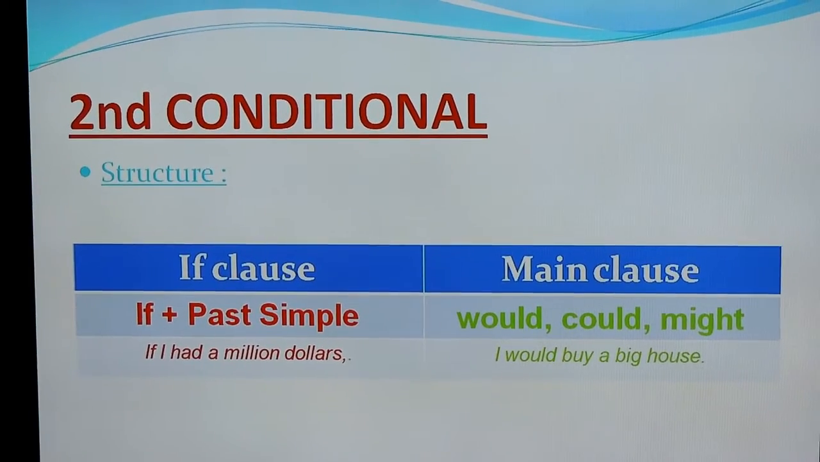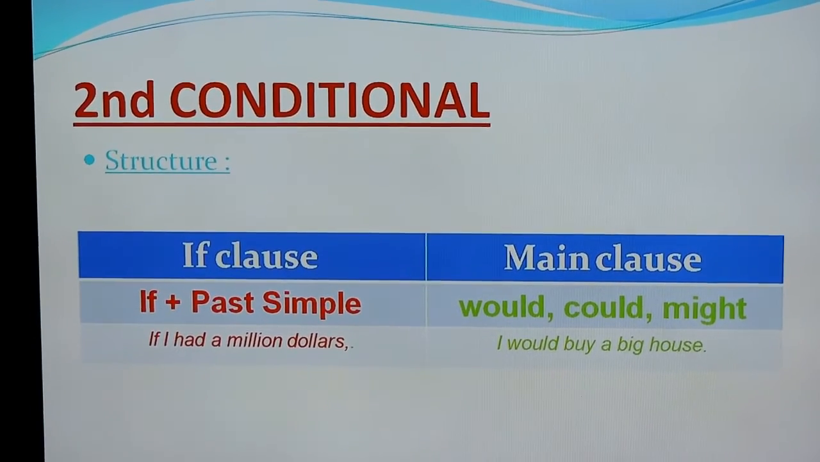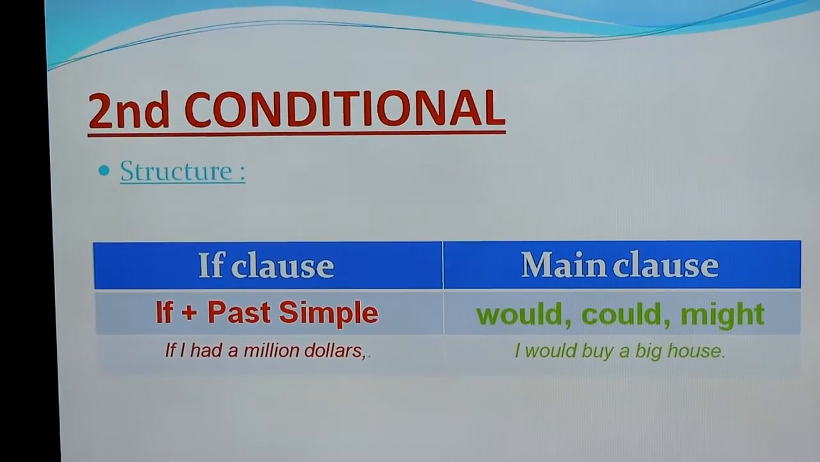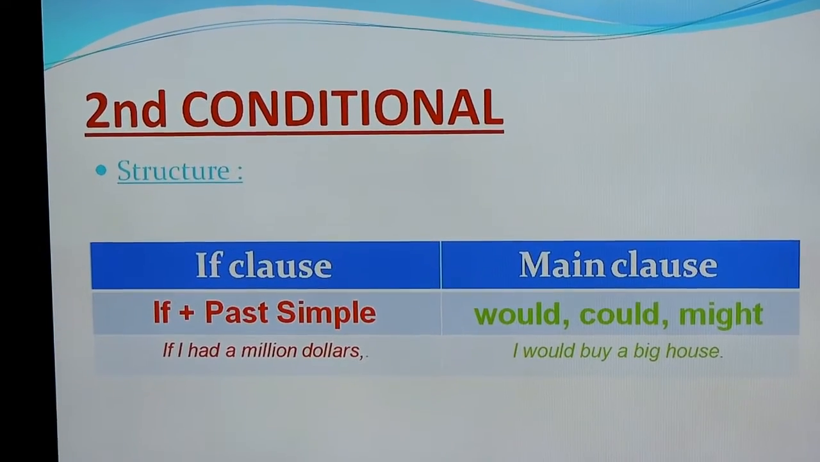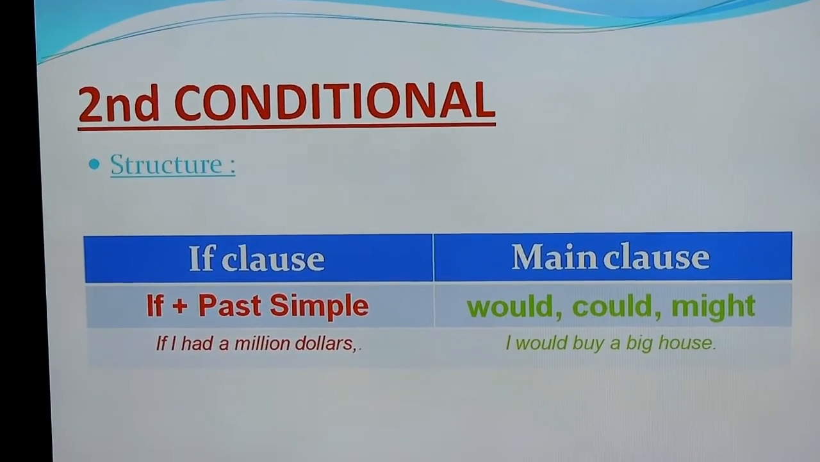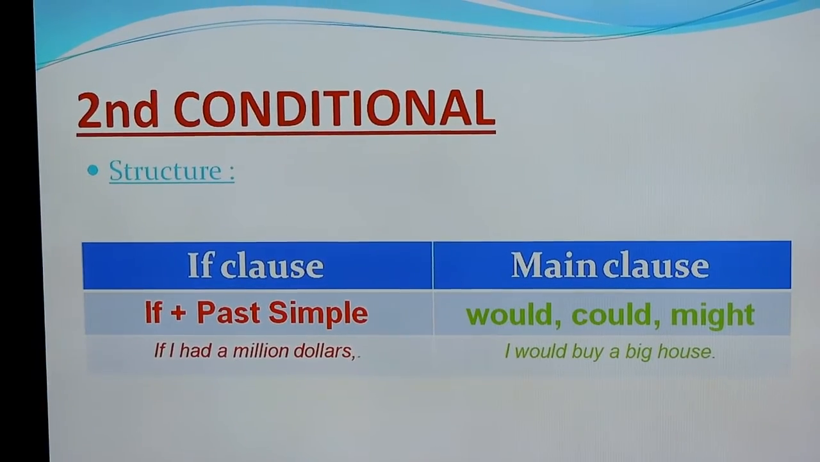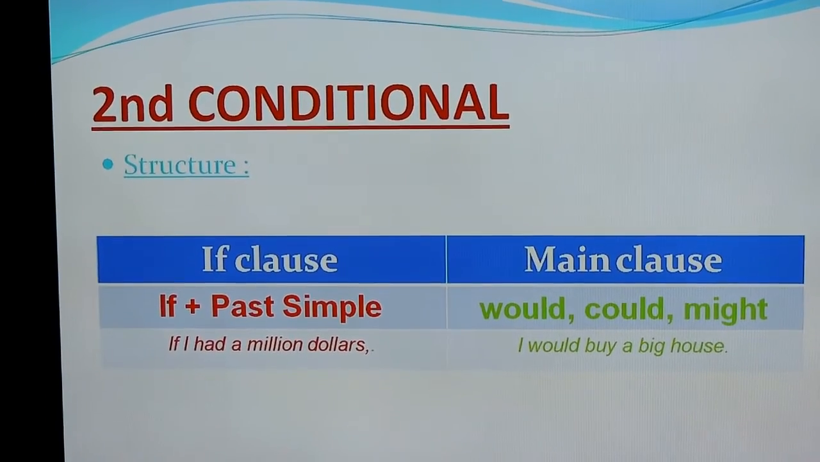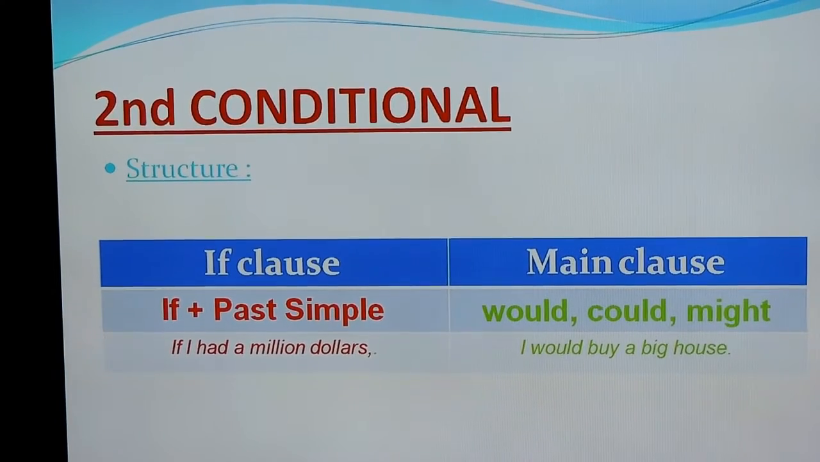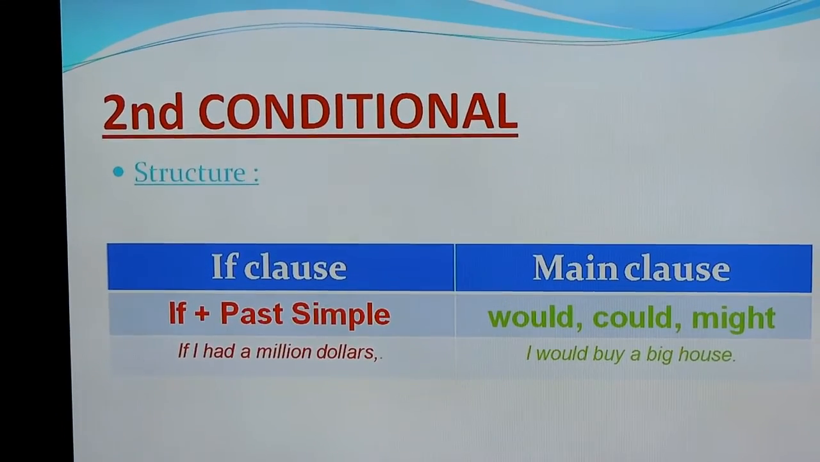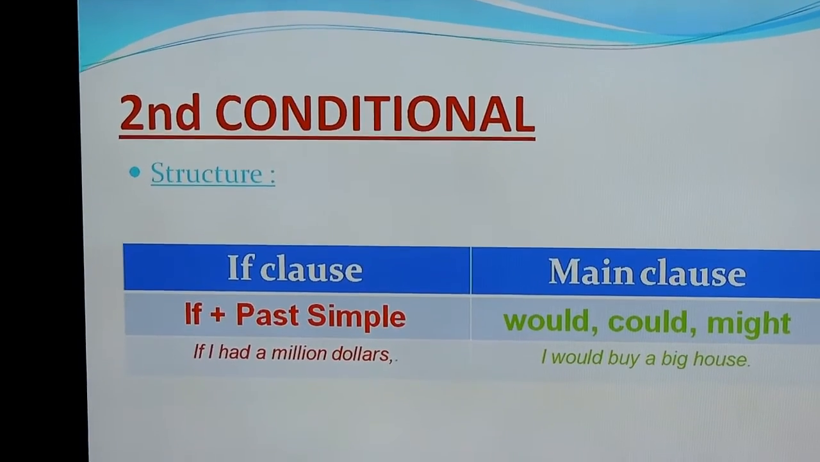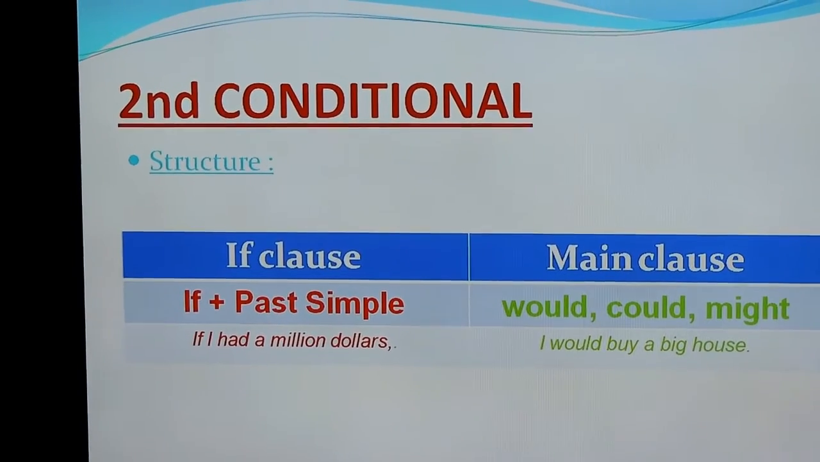We call it, of course, the bare infinitive, which means that could, would and might are always followed by a verb without to. So here we have an if clause. If I had $1 million, I would buy a big house. In reality, it means that I don't have $1 million, so I wouldn't buy a big house because I have no money. Okay, so this is the real situation.